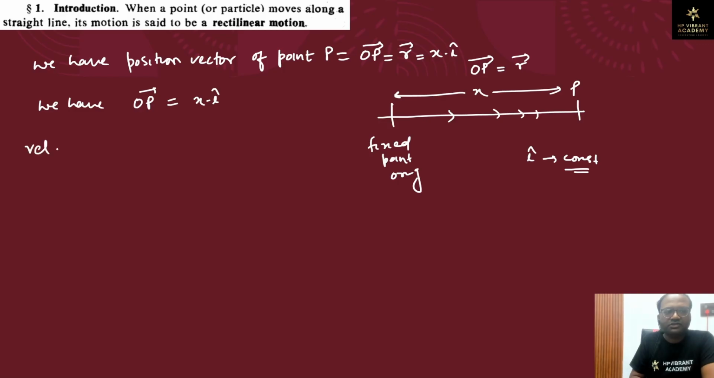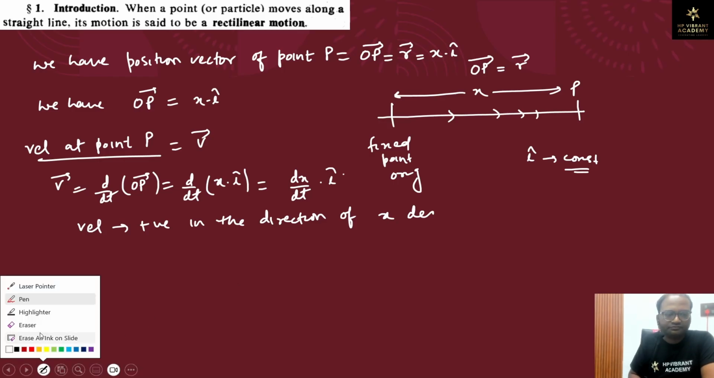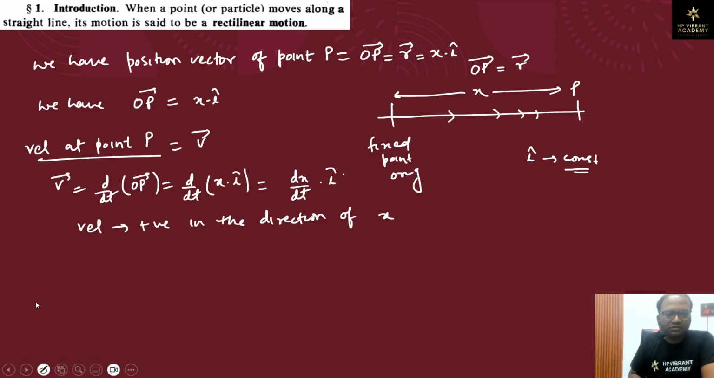So we have the velocity at point P. V vector is equal to d upon dt of OP vector, which is equal to d upon dt of x into i cap. This is equal to dx upon dt into i cap. This velocity is positive in the direction of x increasing, and velocity is negative in the direction of x decreasing.